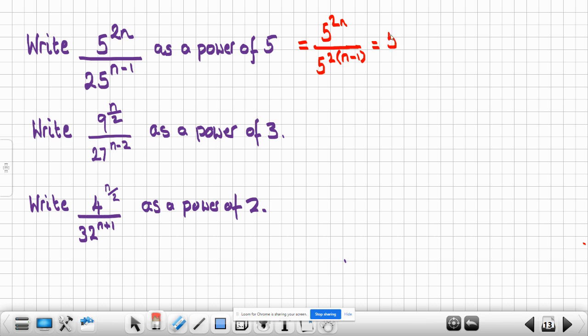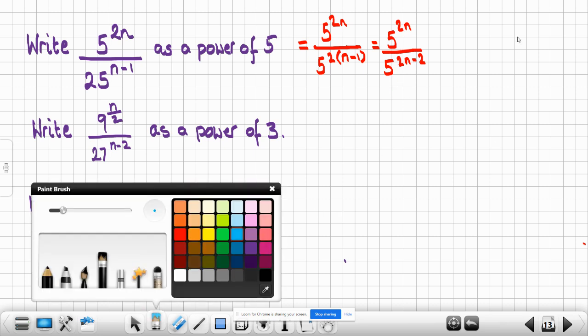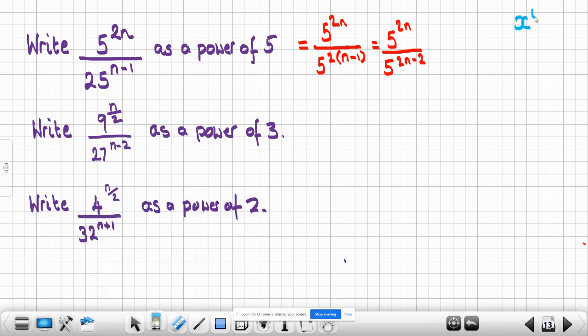Let's take the next step to multiply out those brackets. So we're going to get 5 to the 2n minus 2. Okay, 2 times n and then 2 times minus 1. Now, remember your rules of indices. Let's look at a general term. If we had x to the power of 4 over x to the power of 3, we can just subtract those indices and we would get x to the power of 1, or just x.